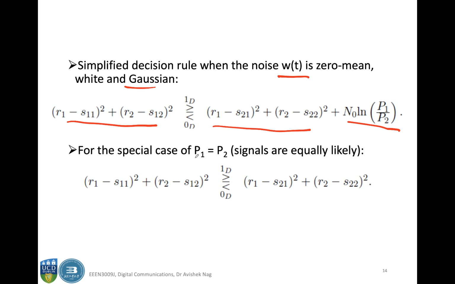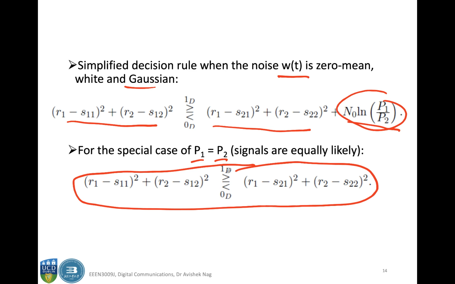So now let's say P1 is equal to P2, or in other words, the signals are equally likely. Then this logarithm term vanishes because P1 by P2 is 1 and log of 1 is 0. So then we get a further simplified version like this. Okay. So what is this? If you recall, this term is basically, if you just consider the signals and the received signal as just points on the coordinate space.